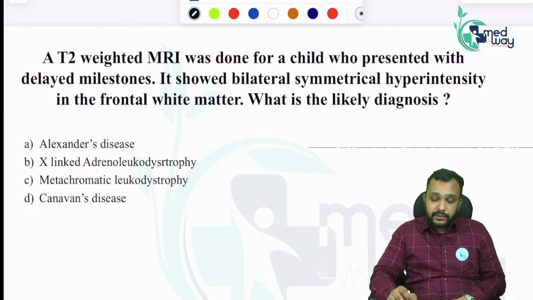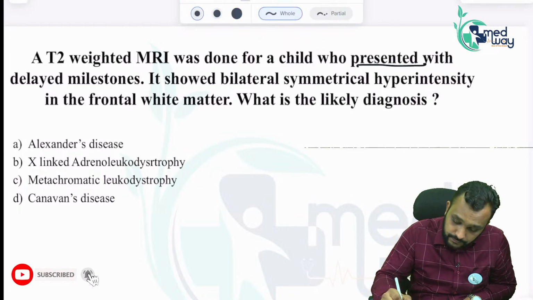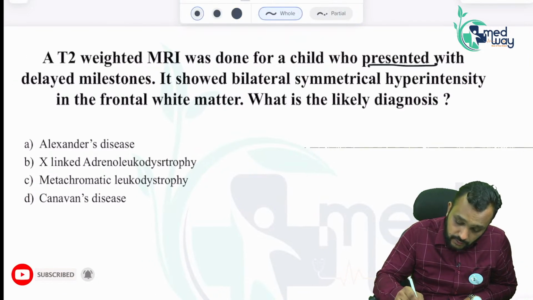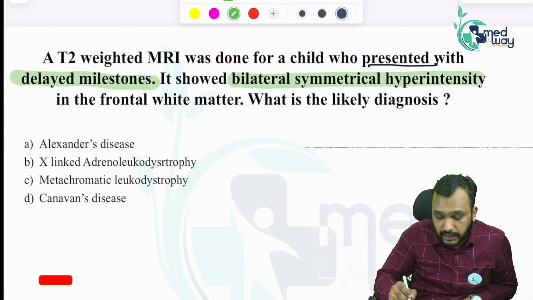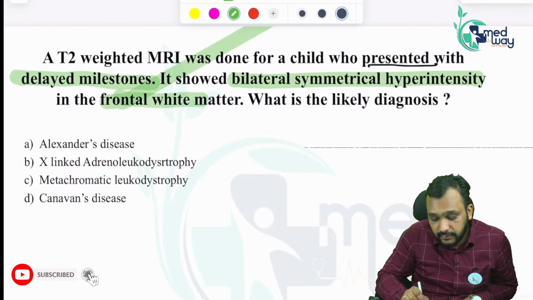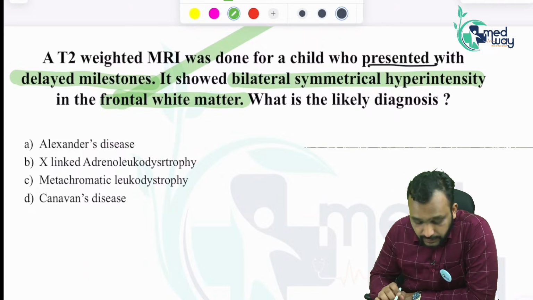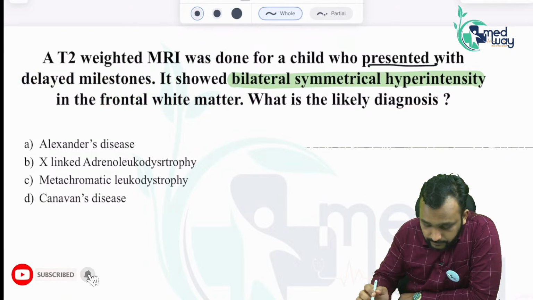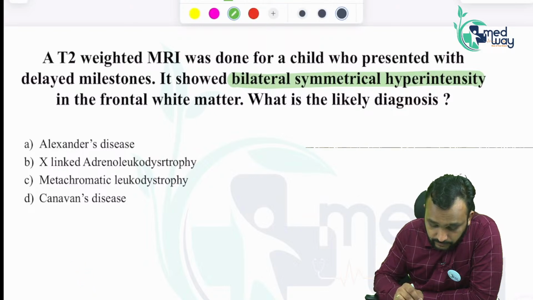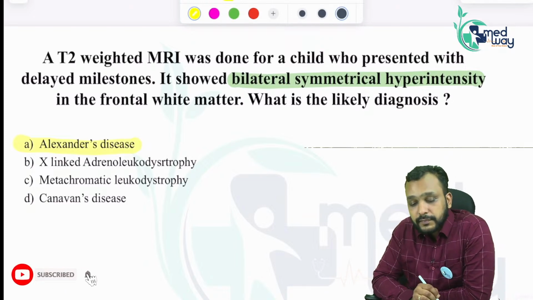So a T2 weighted MRI was done for a child who presented with delayed milestones, right? And on these T2 weighted images, we can see that there is bilateral symmetrical hyperintensity in frontal white matter. So guys, can you tell me what is the likely diagnosis in this case? Anyone guys who can tell me? So guys, this is a case of Alexander disease.